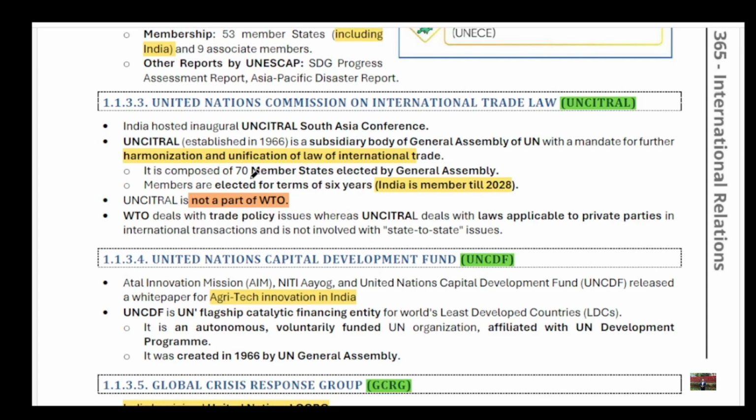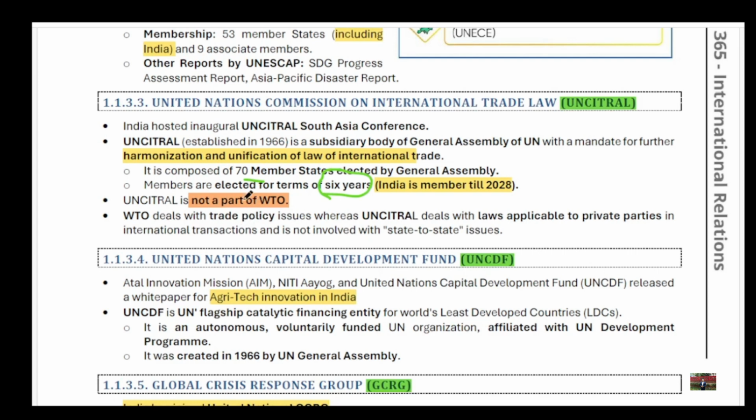It is composed of 70 member states elected by the General Assembly. Members are elected for terms of 6 years. So the duration of the membership is 6 years, and India is a member till 28, right? UNCITRAL is not a part of WTO. Most of the time we tend to confuse between UNCITRAL and WTO. The United Nations Commission on International Trade Law is not a part of the World Trade Organization.